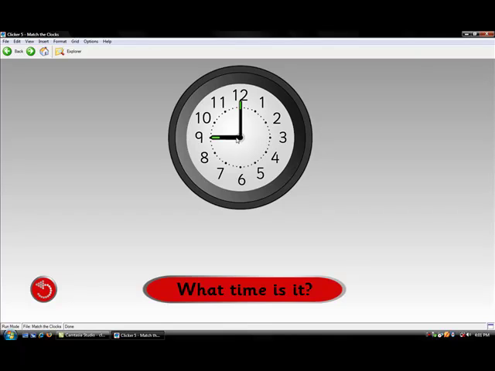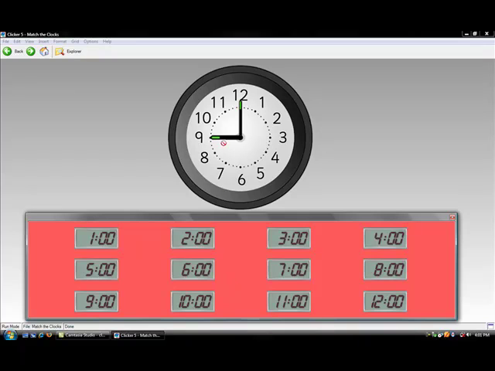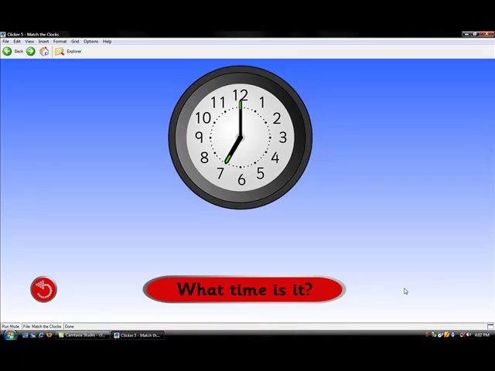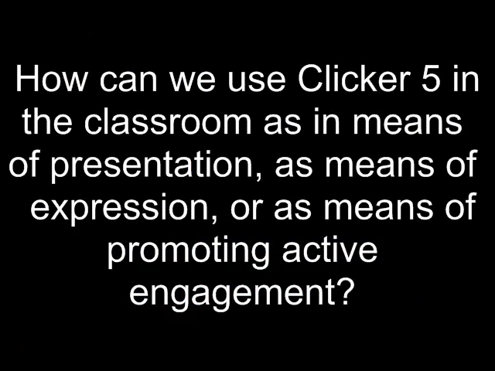So the program is a simple program, probably for first or second grade primary levels, where they look at a mechanical clock and then have to go and see what the digital time is. So if it's 9 o'clock on the mechanical clock, they have to find 9 o'clock digitally and click on it, and it'll tell you if you're correct or wrong. It's a really simple program, but it's a really good way for students to express what they've learned as a kind of informal assessment. Clicker 5 is a means of promoting active engagement because the programs are hands-on and can keep students engaged and motivated to learn as opposed to reading a textbook.